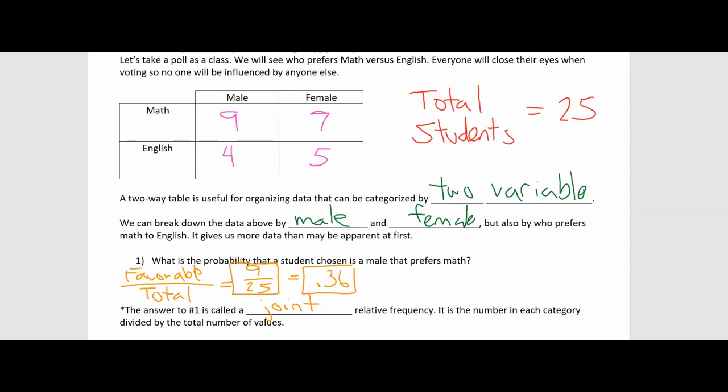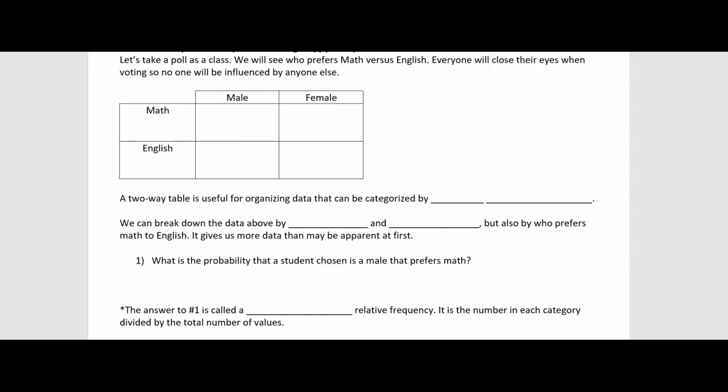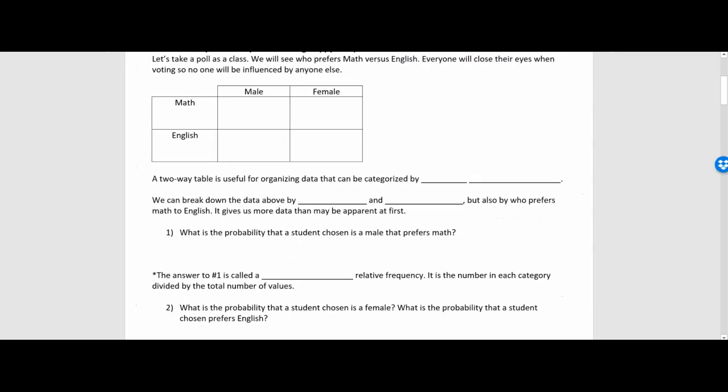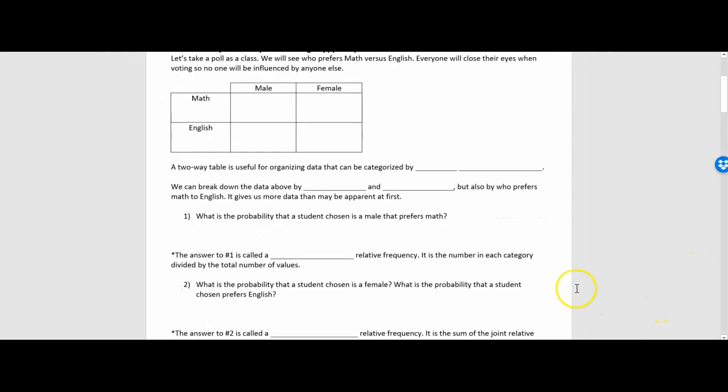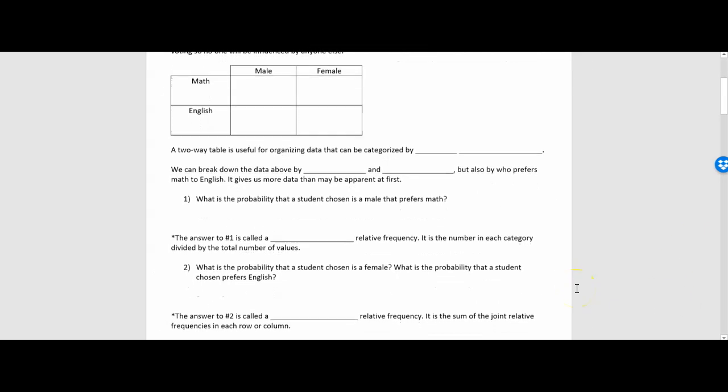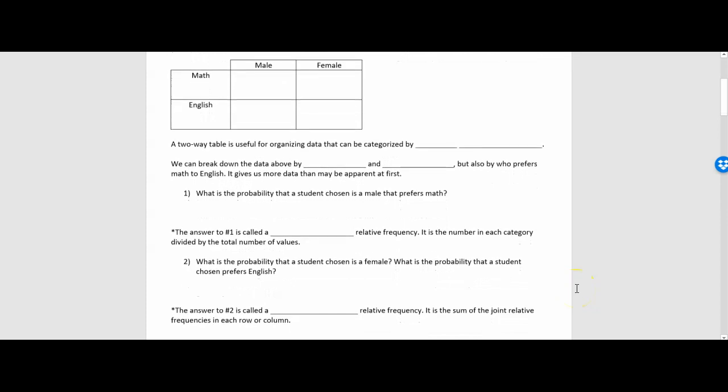Let me scroll down here. I'm going to have to actually erase, but let me remember those numbers though. And let me make this a little smaller so I can see almost everything. All right, so we had 9, 4, 7, and 5.